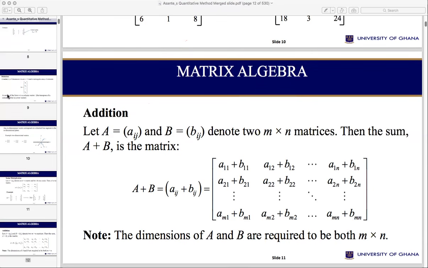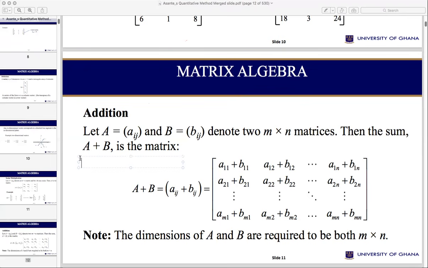Let me read it, but I just wanted to explain it. Let A, which is Aij, and B, Bij, denote two M times N matrices, which is row by column matrix. Then the sum A plus B is the matrix Aij plus Bij, meaning that whatever is in A, the same row will be added to B.